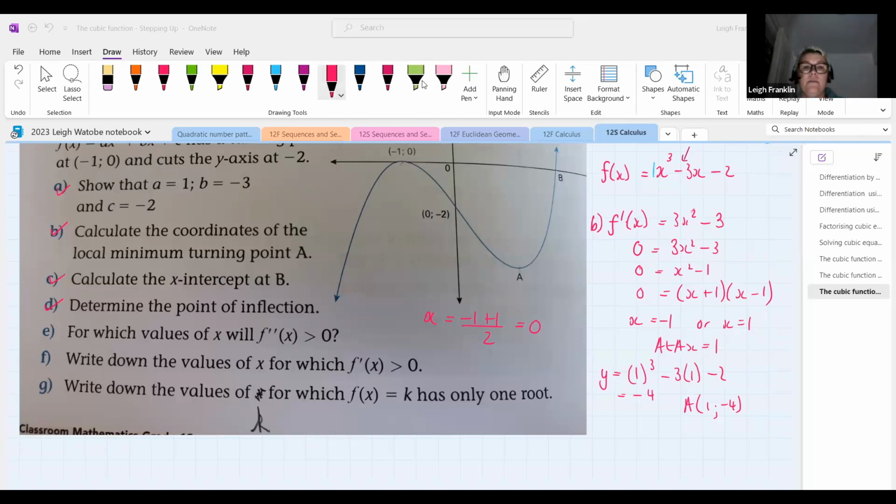All right. Okay, so the reason I rushed is because I really want to do question E, F, and G with you if we've got time. Looking at question E, it says, for which values of x will f double prime x be greater than 0? What are they asking you about f double prime x? What do they mean by this?